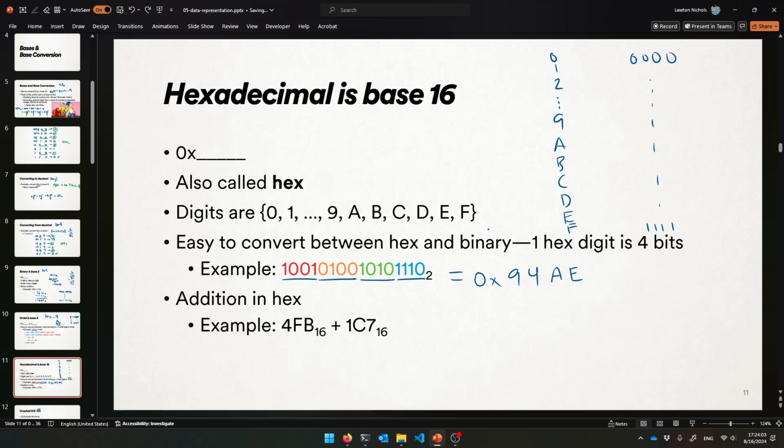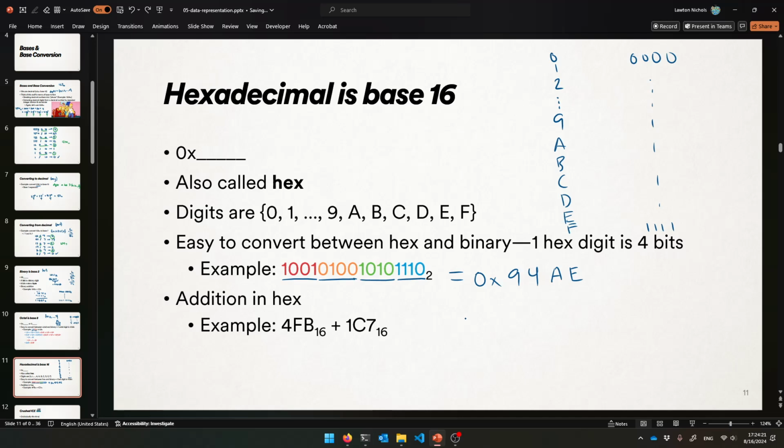Okay? And of course you can go backwards. The E, immediately translate that into 4 bits. The A, translate that into 4 bits. The 4, translate that into 4 bits. You can go back and forth very, very easily. Okay? And as usual, you can do math in these different bases. It is a little weird to wrap your mind around, but it totally works.